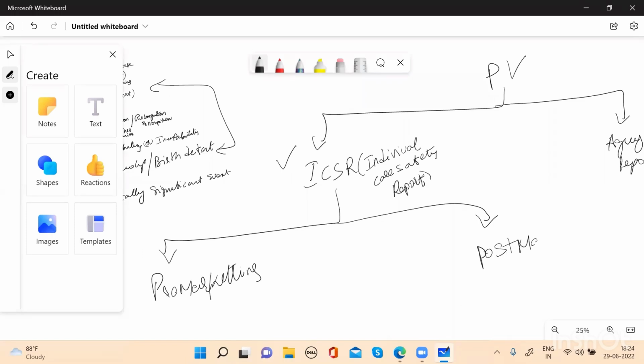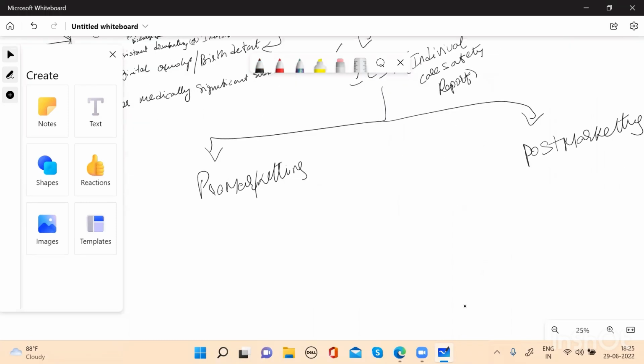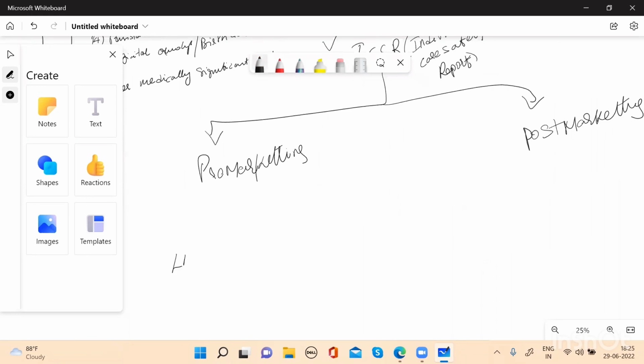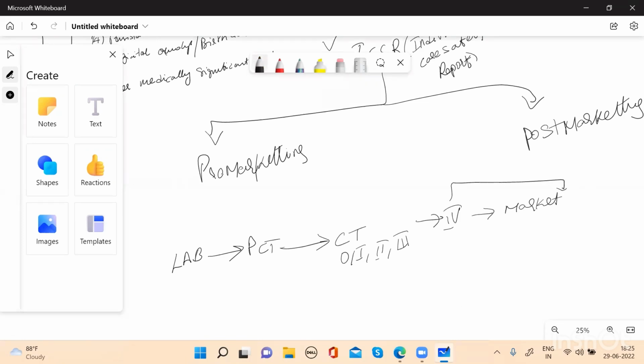A simple way to understand pre-marketing and post-marketing: say there is a lab, and from the lab you go to preclinical trials, then to clinical trials, which is phase 0, 1, 2 and 3, then phase 4, and then to market. This is the discovery model. In this, you might expect pharmacovigilance to come in at phase 4 and market, but the reality is it starts from clinical trials.